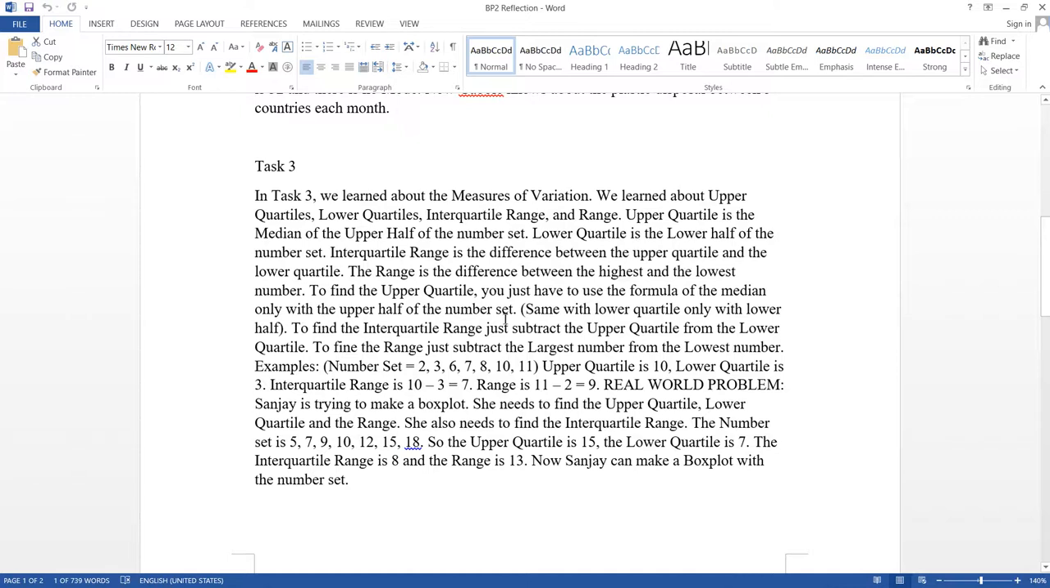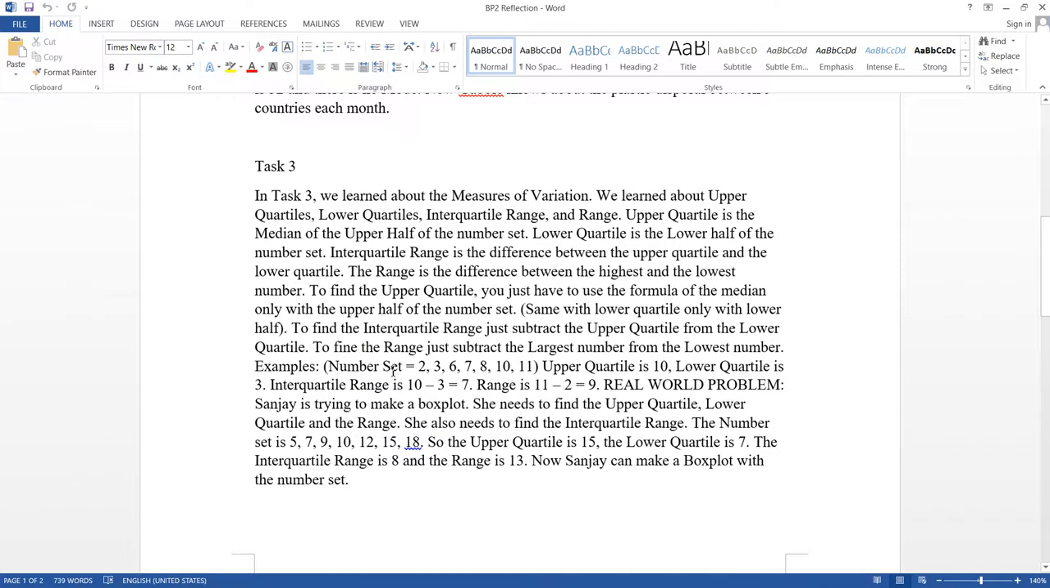So to find the range, you have to, let me start again. To find the upper quartile, you just have to use the formula for the median, only with the upper half of the number set. So basically, just find the middle of the upper half, and for the lower quartile, just find the middle of the lower half. So to find the interquartile range, you have to subtract the lower quartile from the upper quartile. To find the range, you have to subtract the lowest number from the largest number.